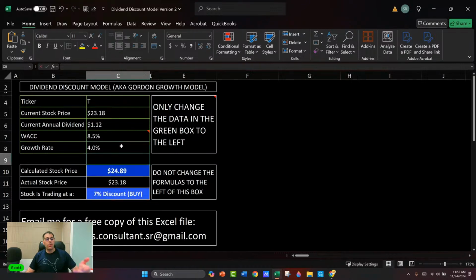So if you think they're going to grow it at 4%, say, a year, then the stock is worth $24.89. So it's a slight discount, a 7% discount. So it would be a buy. If you think that they're going to grow that dividend at a 3% rate, now it comes down to $20, the stock price. So it's not a buy. And you can play with the numbers. 2%, it's $17 a stock. You can move around the WACC too. If you think 8.5% is high, for AT&T, I could see a 7% discount.